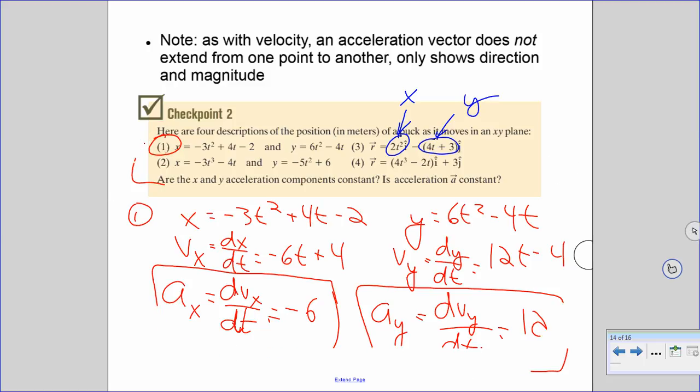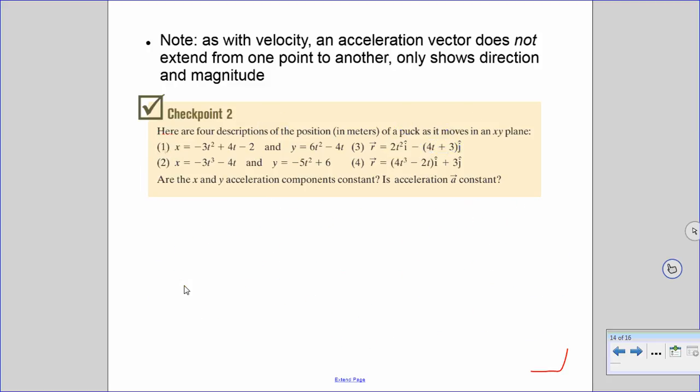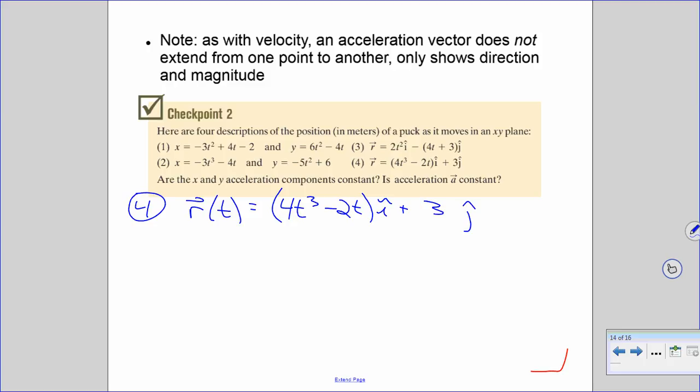You got a preference? Why don't we do 4, since the acceleration there isn't constant? All right, so for 4, here's what we've got. I know that my position at time t is 4t cubed minus 2t, that's my i component, plus 3j.